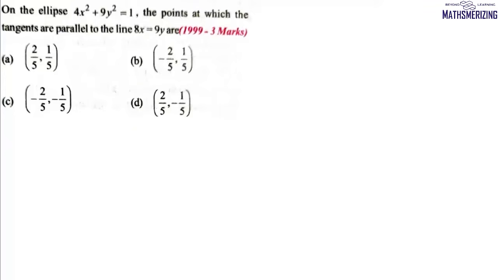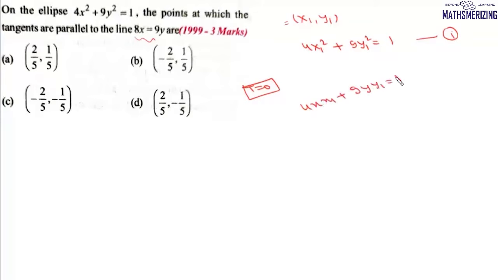Now in this question, we need to find the points at which tangents drawn are parallel to the line 8x = 9y. So let this point be (x1, y1). Now this point lies on the ellipse, so we'll have our first equation, 4x1² + 9y1² = 1. Now at this point, we know the equation of tangent is given by T = 0, so its equation will be 4x·x1 + 9y·y1 = 1.